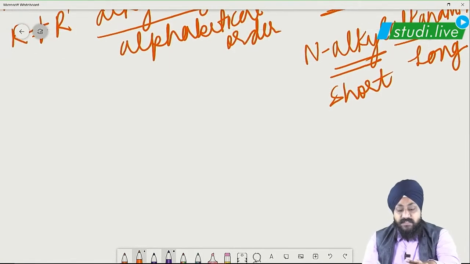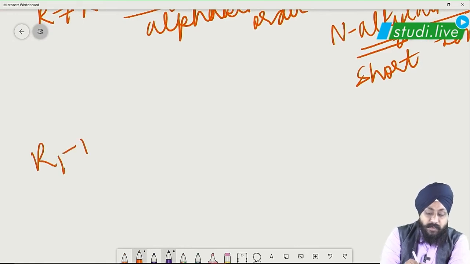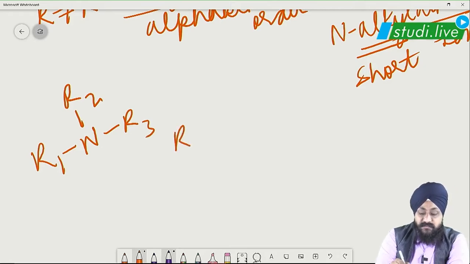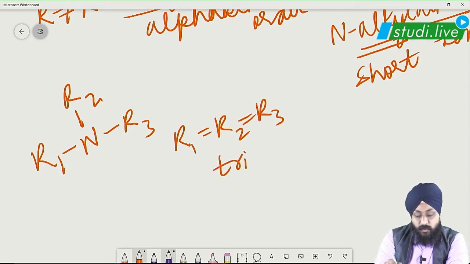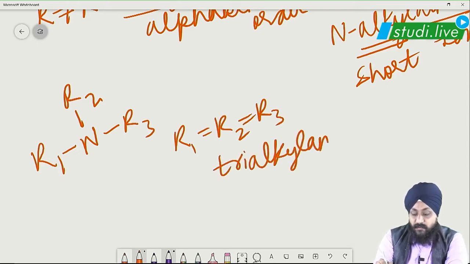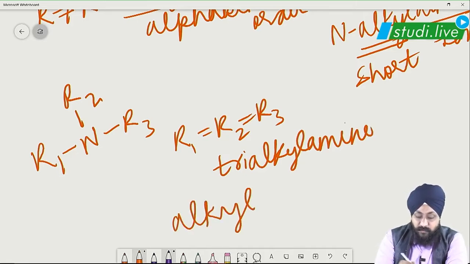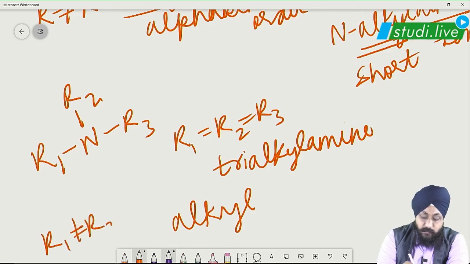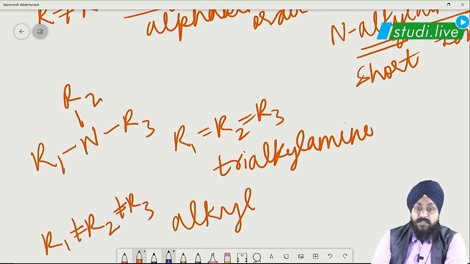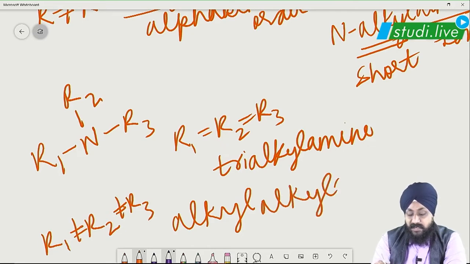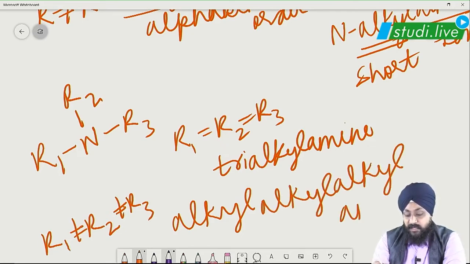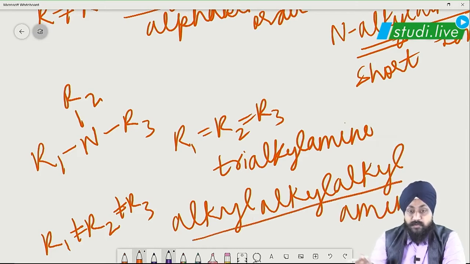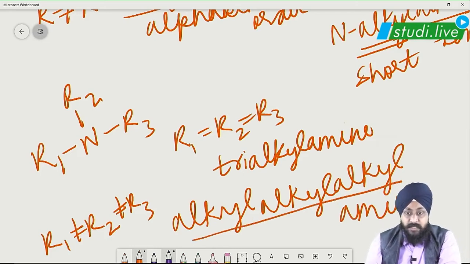Now students, I am going to talk about my tertiary amine. See students, if R1 is equal to R2 which is equal to R3, you call it trialkyl amine. For the mixed one, if R1 is not equal to R2 which is not equal to R3, it is going to be your alkyl alkyl alkyl amine, and all these three alkyl groups have to be in alphabetical order.